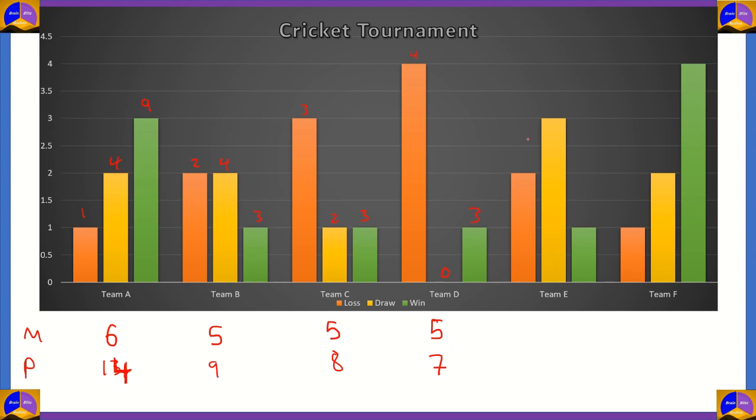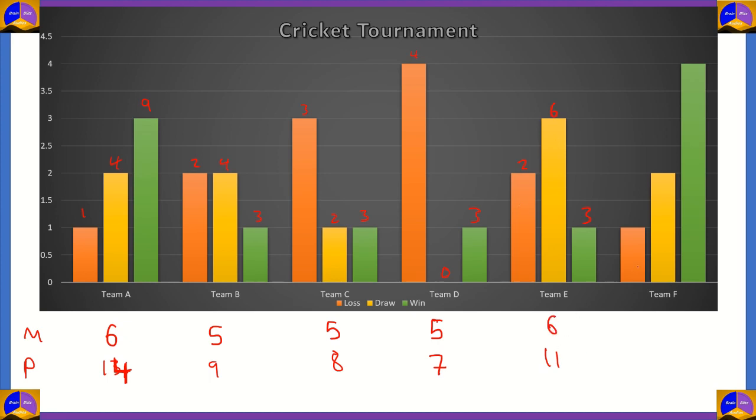Let's look at Team E. Team E lost 2 matches, so they get 2 points, and they drew 3 matches, so that's 2 times 3, 6 points, and from their single victory, they got 3 points. 6 plus 3 is 9, 9 plus 2 is 11. And their total number of matches, 2 plus 3, 5, plus 1 is 6.